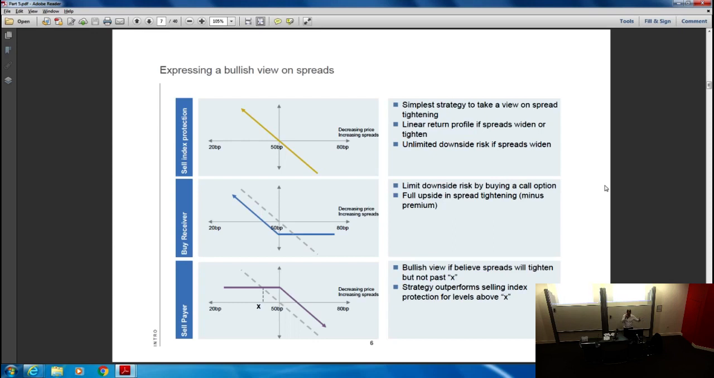On the other hand, if you are selling a payer, as you can see over there, you're also going to benefit if spreads tighten, and the amount that you benefit is the cost that you sold that option for initially.